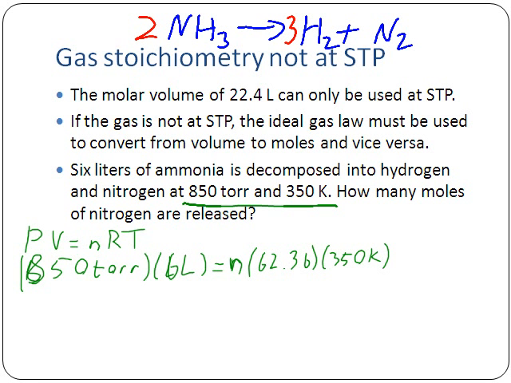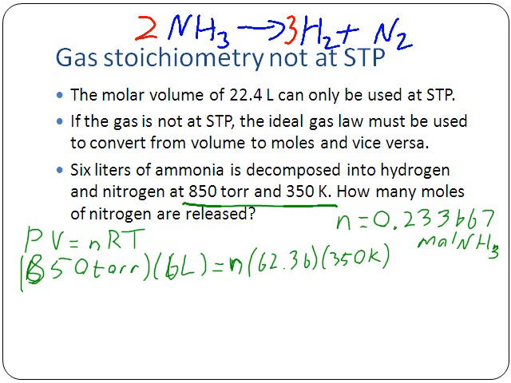In this case, to get that, we'd say 850 times 6 liters, and then we have to divide by the 62.36 and the 350 to get this to work. So divided by 62.36 and then divided by 350 Kelvin. And so we get that our number of moles, our n, is equal to 0.233667, right about there, moles of ammonia, because we started off here with NH3, not NH4. We started off with liters of ammonia, so this gives us moles of ammonia.